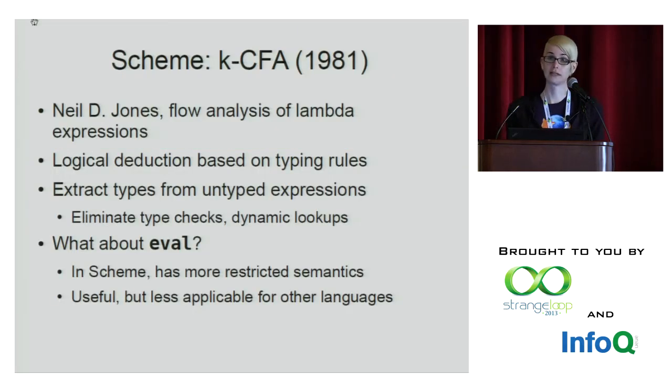Another thing that contributed to the death of specialized hardware and the Lisp machine is that people found better ways eventually to make dynamic languages faster. For example, Neil D. Jones invented a flow analysis for Scheme, which was able to deduce types based on typing rules for the language and eliminate type checks and dynamic lookups.